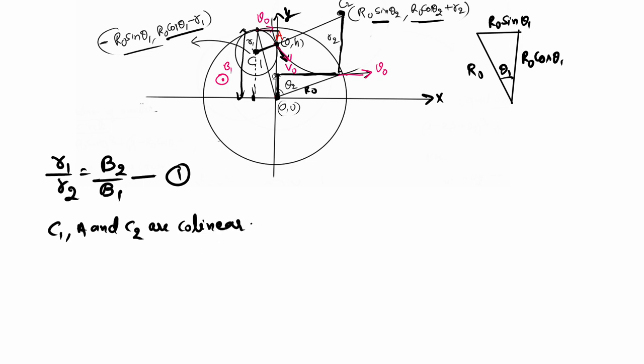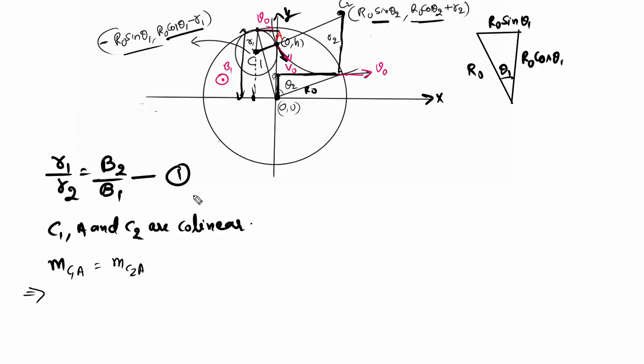So this is going to give us a very beautiful insight here. Because C1, A and C2 are collinear, we can say that the slope of C1 to A is equal to the slope of C2 to A. So I can say m of C1A is equal to m of C2A.